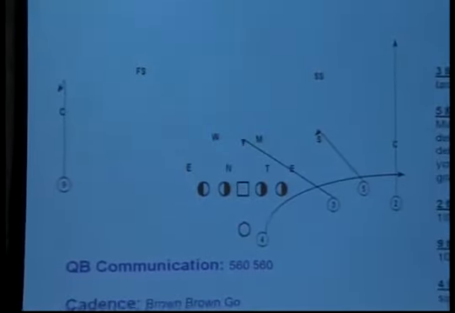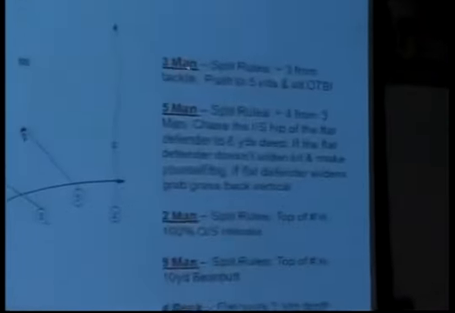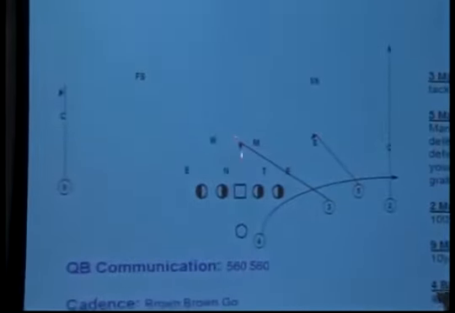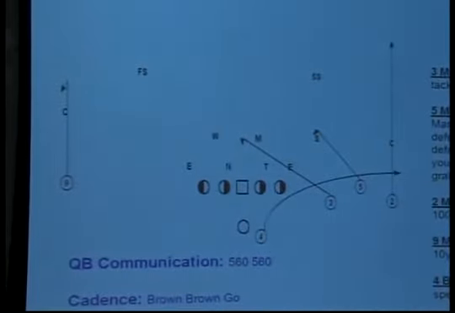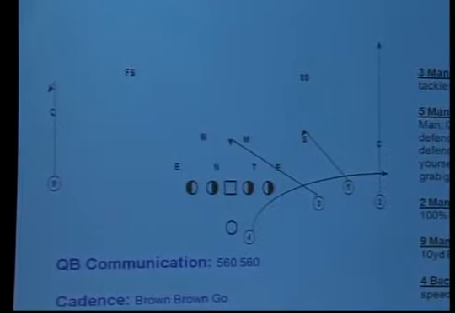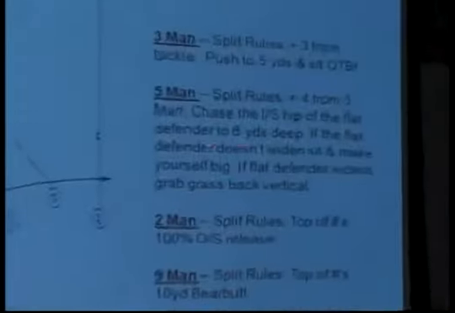Your 3-man is +3 from the tackle. You're pushing 5 yards and sitting over the ball. Your job is to get over the ball. Your 5-man's rules are +4 from the 3-man. You're chasing the inside hip of the flat defender.